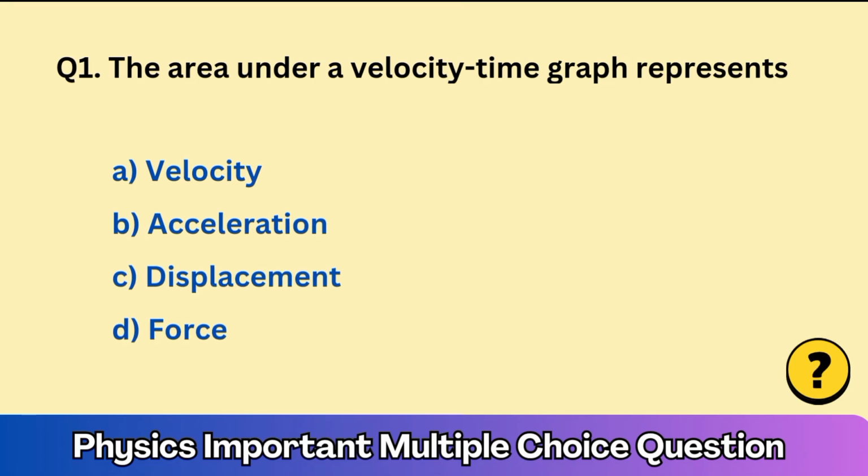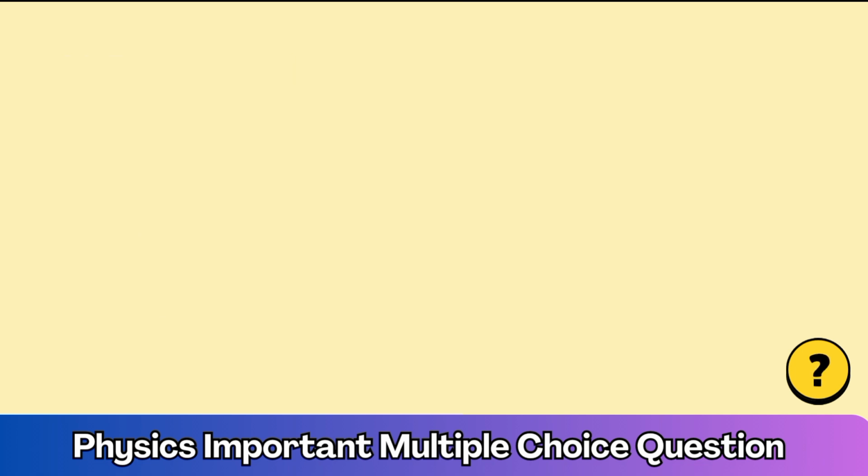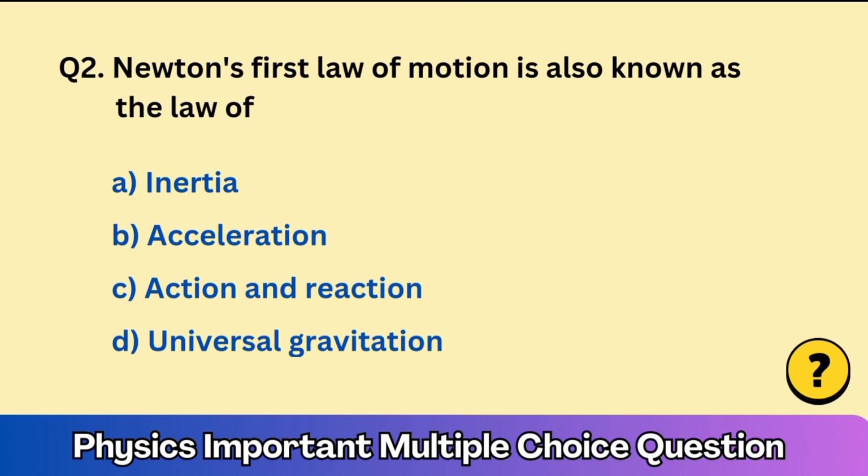Question number 1. The area under a velocity time graph represents. The right option is option C, displacement. Question number 2. Newton's first law of motion is also known as the law of. Right option is option A, inertia.